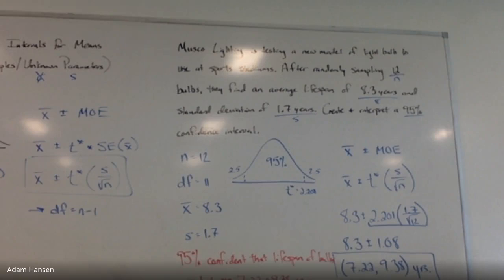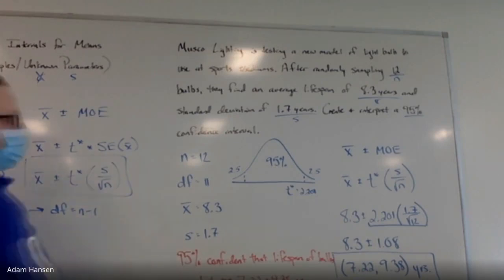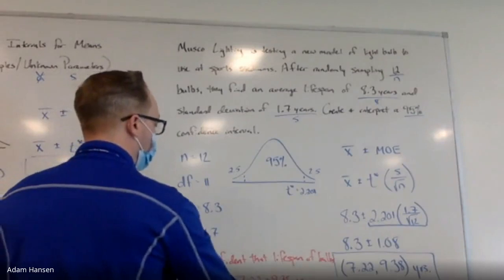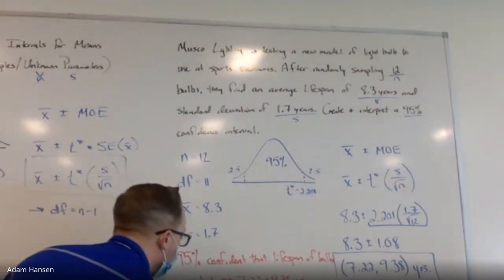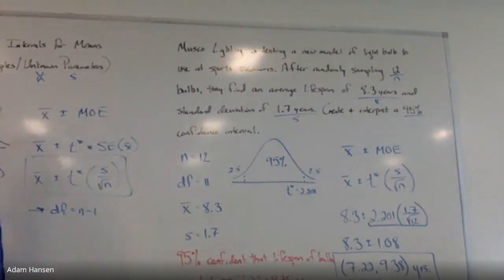So somewhere you have to use the word average. We are 95% confident that the average lifespan of the bulbs is between the two endpoints of our confidence interval, 7.22 and 9.38. The word average has to appear somewhere in your confidence interval interpretation. The average lifespan, we are 95% certain, is between those two endpoints.